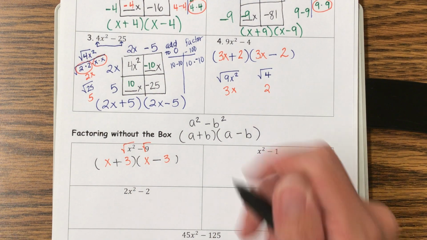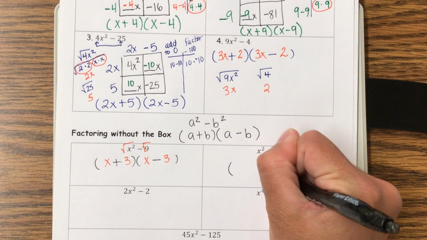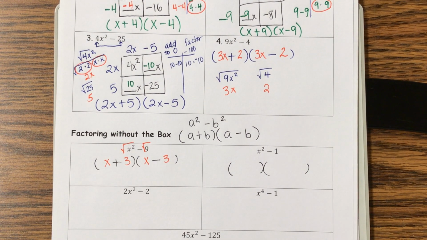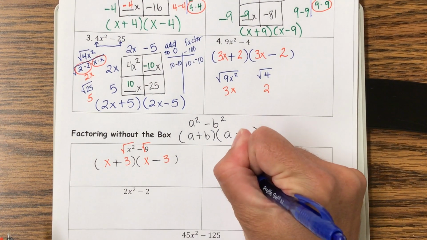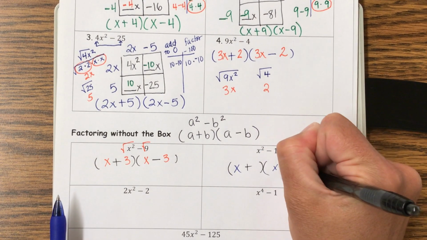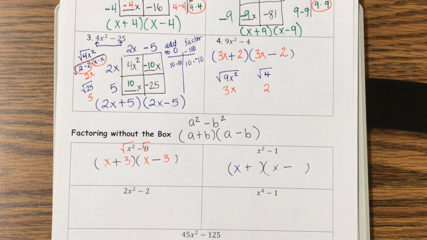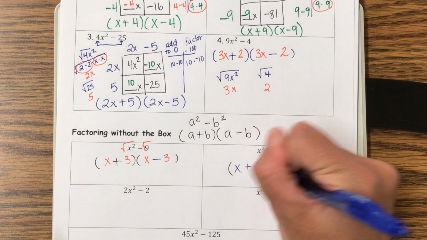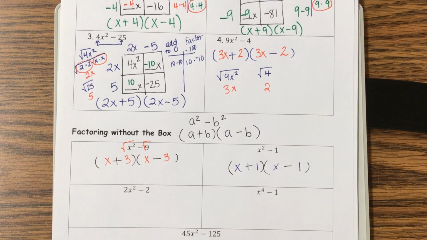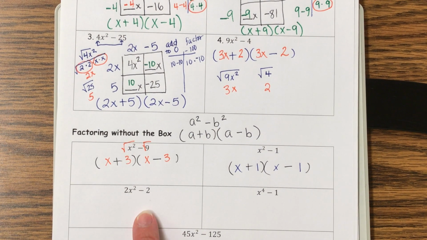So what about the next one? Well, if you remember, x squared minus 1 is also a perfect square, so the square root of x squared is x. Remember, one has to be a positive, one has to be the negative. What's the square root of 1? 1. So x plus 1 and x minus 1. Well, what about the next one?